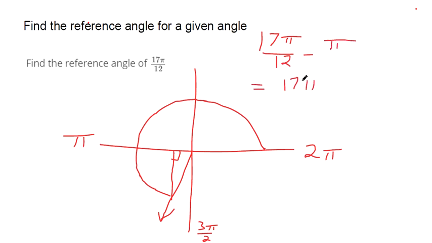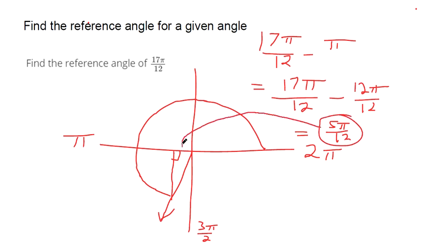So 17 pi over 12 subtracted by pi, just got some fraction work to do there. That's 17 pi over 12 subtracted by 12 pi over 12. And that makes 5 pi over 12. And that's it. That's your reference angle. So that's what goes here.